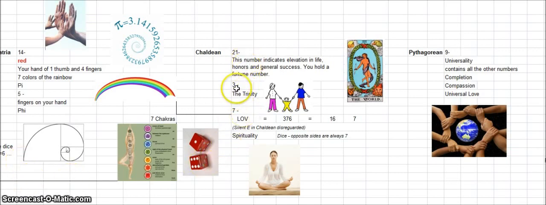One thing to note, if you get 3 in the Trinity from this, and you get 7 by dropping the E, 3 times 7 is 21. So we're still back to where we were.